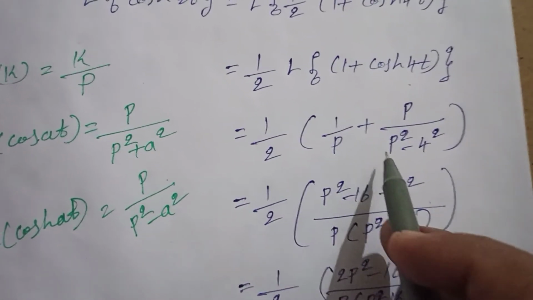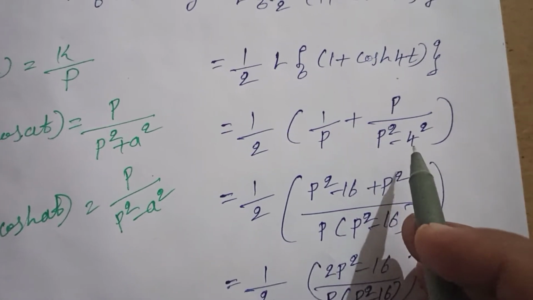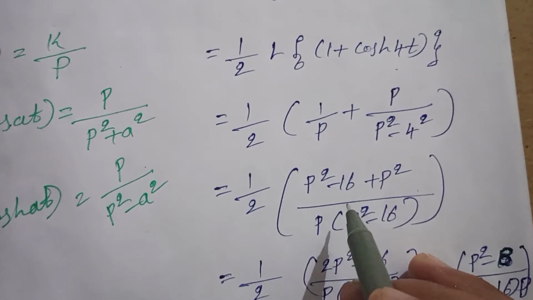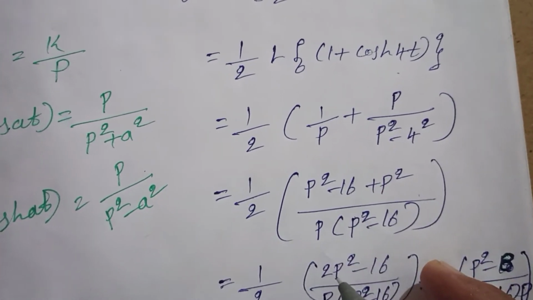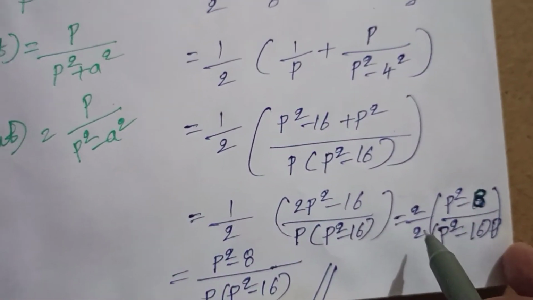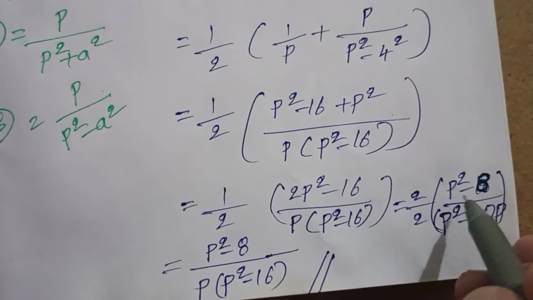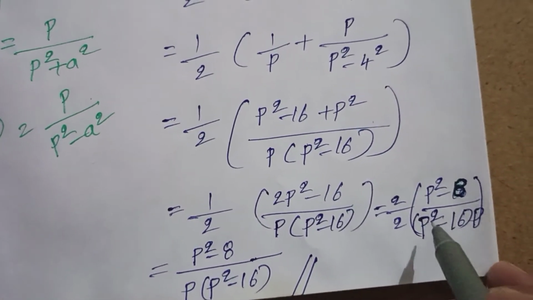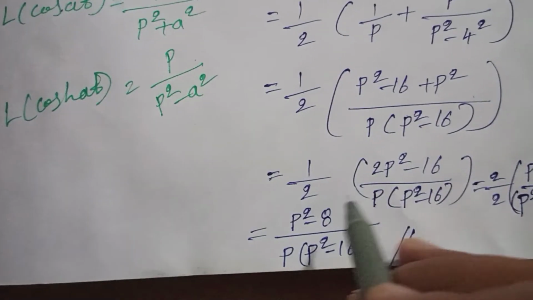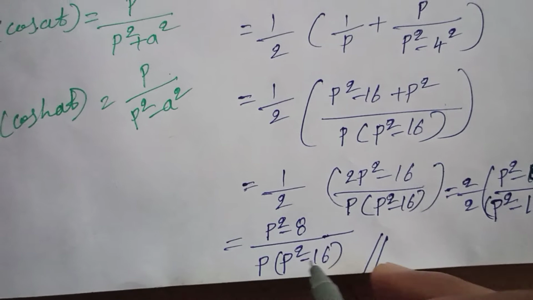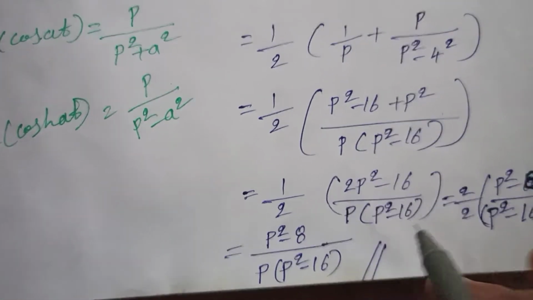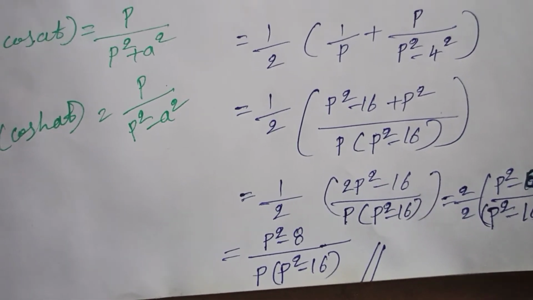Here doing cross multiplication. So 4 square means 16. So p square minus 16. So p into p square, so p square plus p square, 2p square minus 16. So 2 is taken outside. Next we will get p square minus 8 by p square minus 16 into p. 2 will vanish out. Remaining we will get p square minus 8 by p into p square minus 16. This is the required solution for this given problem.